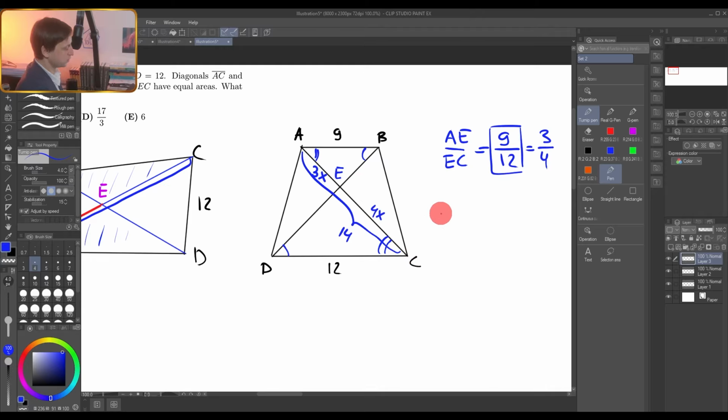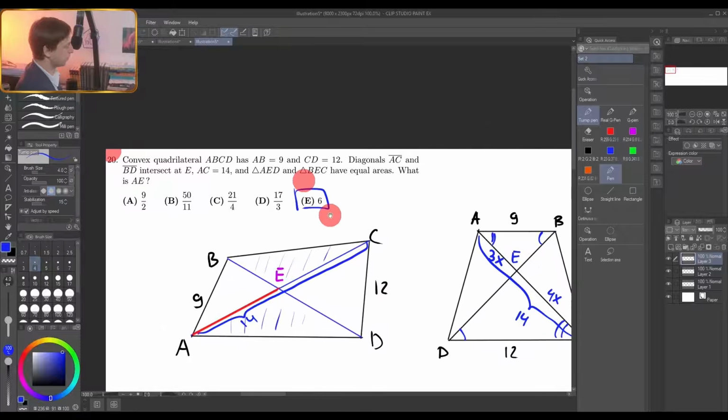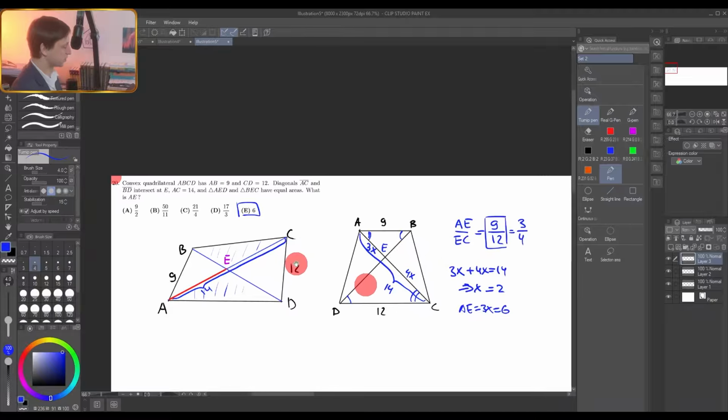Perfect. So it means that this one plus this one equals 14. So 3x plus 4x equals 14, and from here x equals simply 2. And therefore AE, which is 3x, equals 6. This is it, and 6 is our answer for this problem. So now it's completely solved.